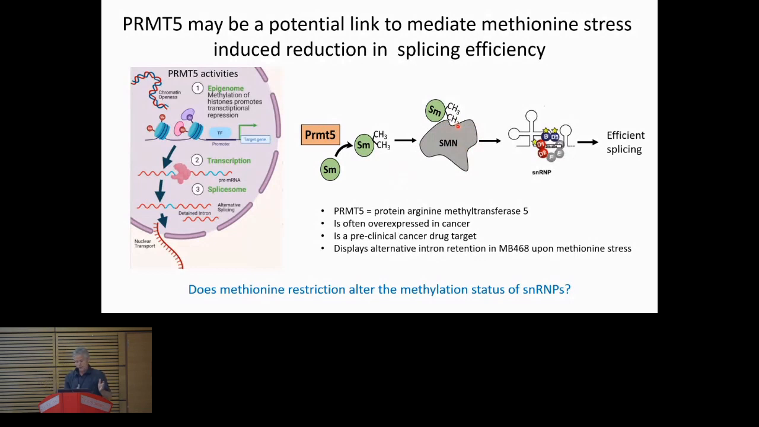So all of the SNRPs go through this pathway. And so it is possible that losing methylation of these SM rings would then reduce the efficiency of SNRP assembly, and therefore you decrease the effective concentration potentially of SNRPs, and therefore you reduce splicing efficiency, overall splicing efficiency.